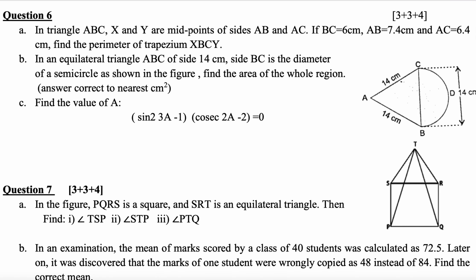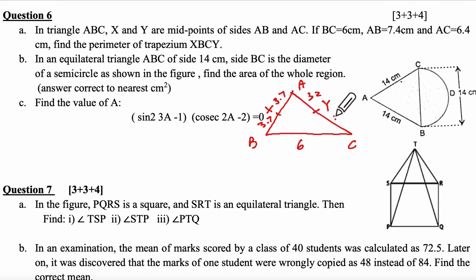Let us look at this. What is this? In ABC, X and Y are midpoints of sides AB and AC, find the perimeter of the trapezium. This is simple. Some of you may not be able to do it mentally, but that's okay. X is the midpoint here and Y is the midpoint here. Correct? BC is 6, AB is 7.4. So this is 3.7 and this is 3.7. Correct? And AC is what?